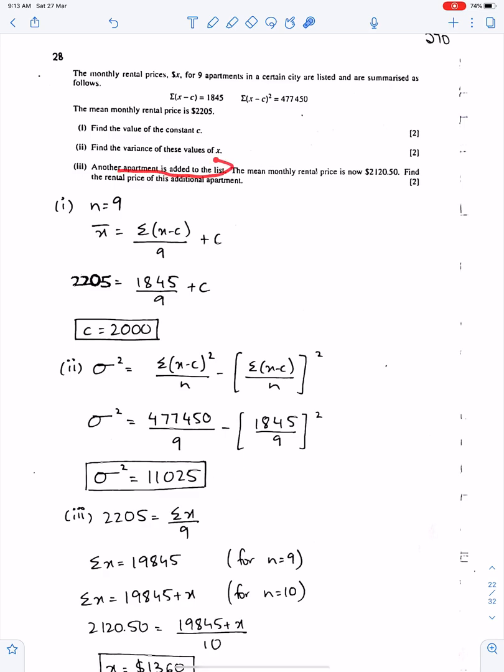Another apartment is added. Again, we have the same question. Added. The mean monthly rental price is this. Find the rental price of this additional apartment. This is a different question. So when you add the price of another apartment into the data, the mean would be this. So this is the mean for 10 observations.